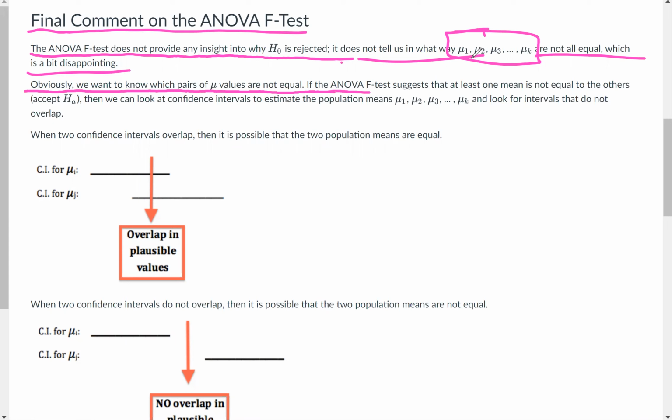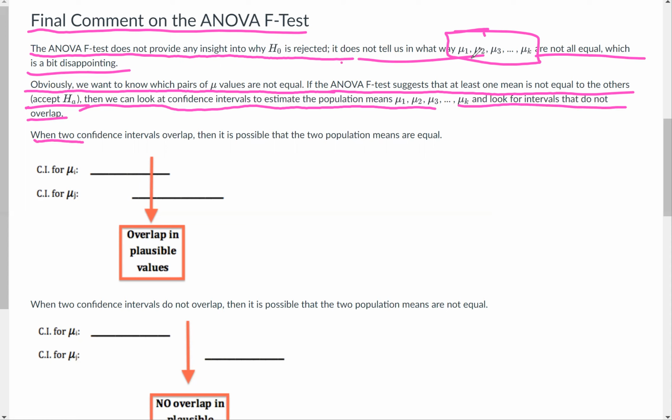If the ANOVA F test suggests that there is at least one mean that is not equal to the others, in other words, we accept the alternative hypothesis, then we can look at confidence intervals to estimate the population means, mu1, mu2, on and on, all the way to the last mu, and look for intervals that do not overlap. When two confidence intervals overlap, then it's possible that the two population means are equal.